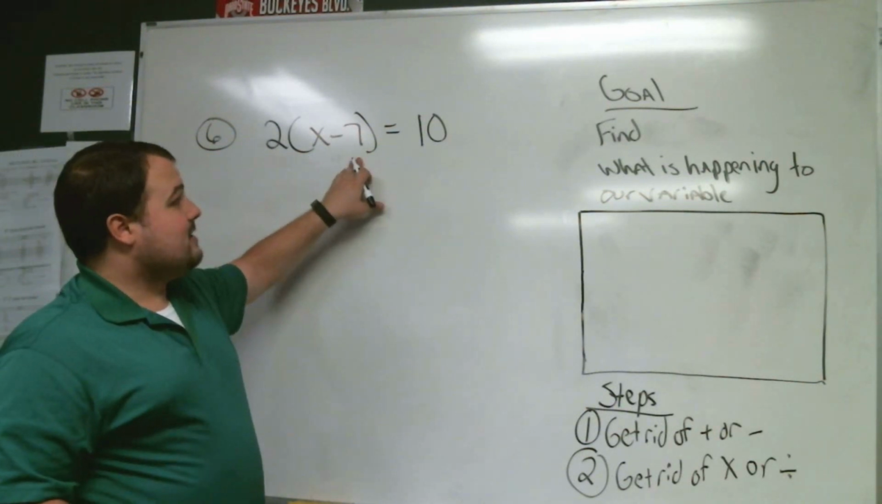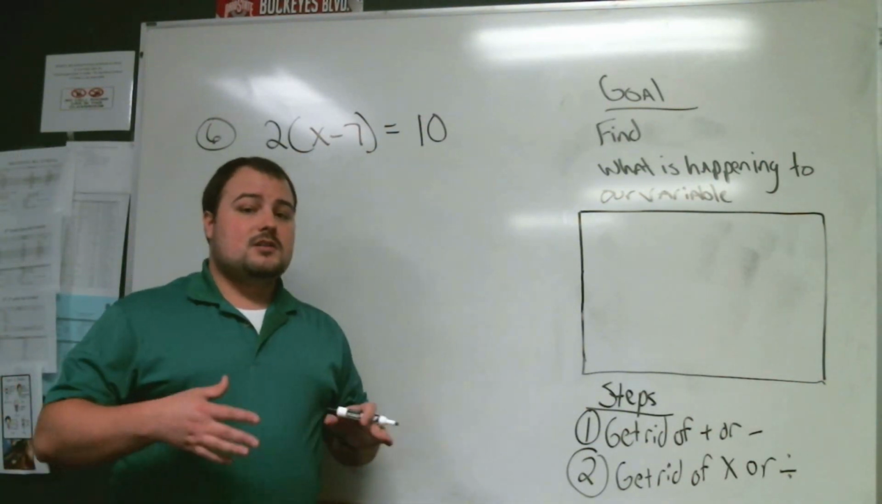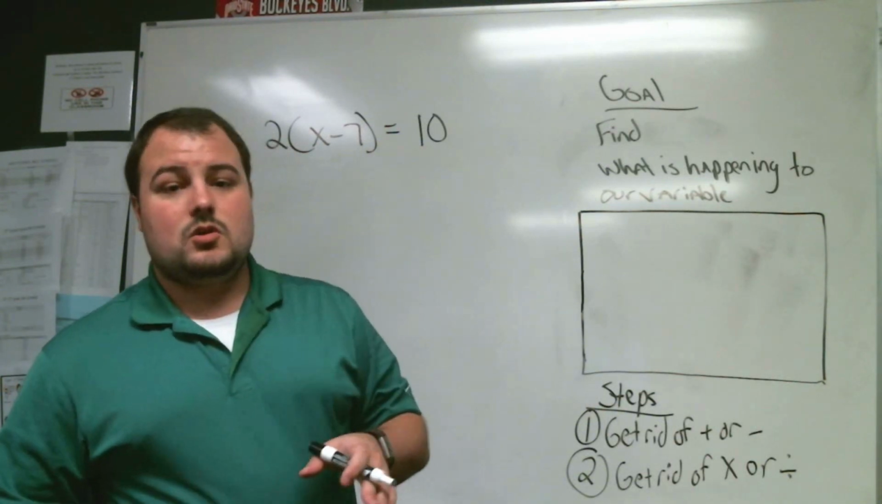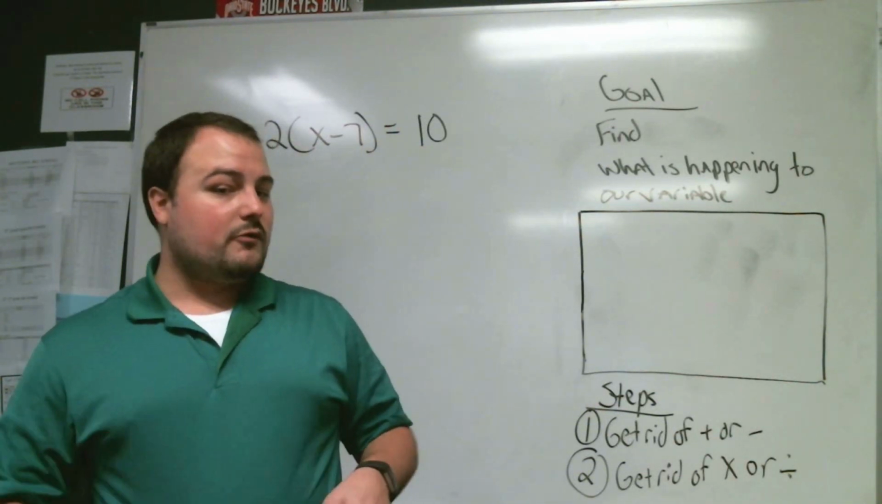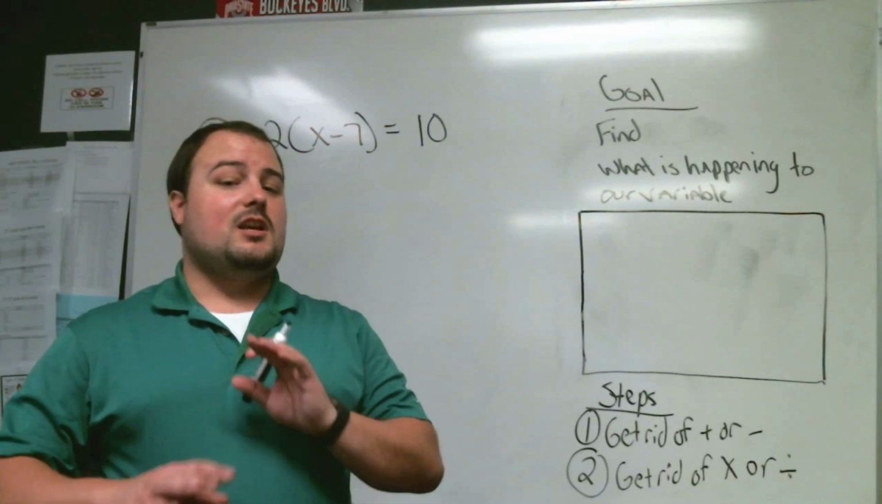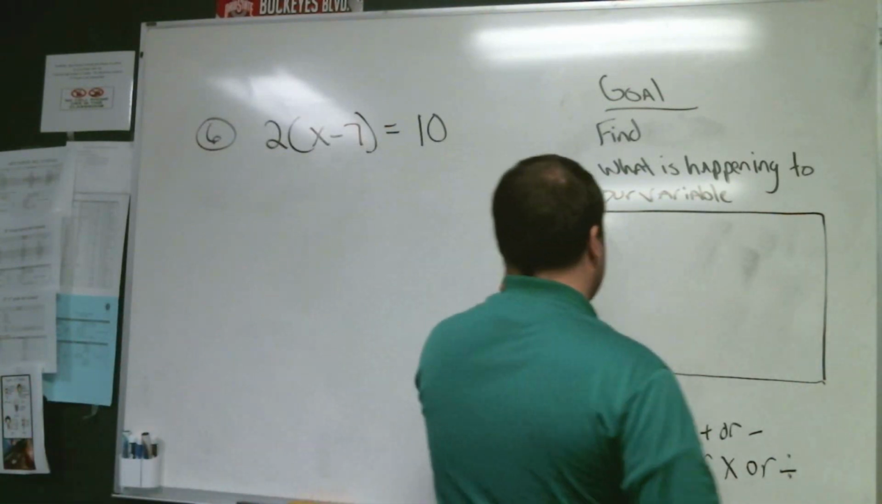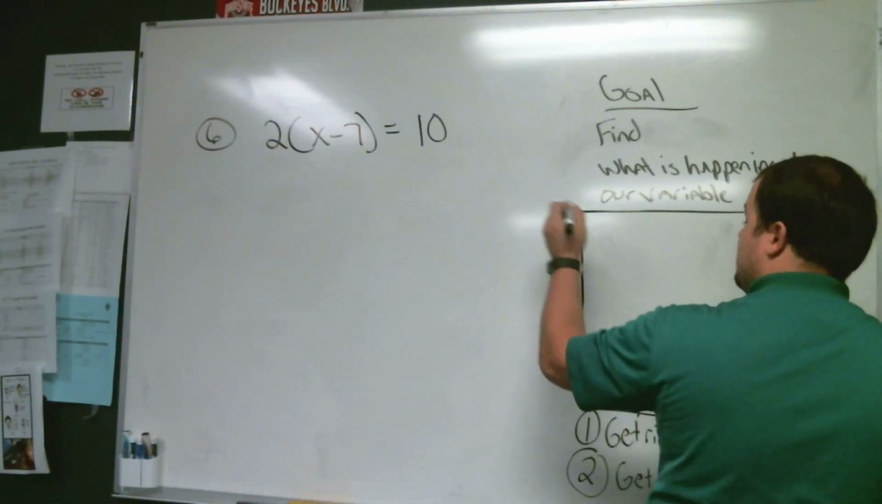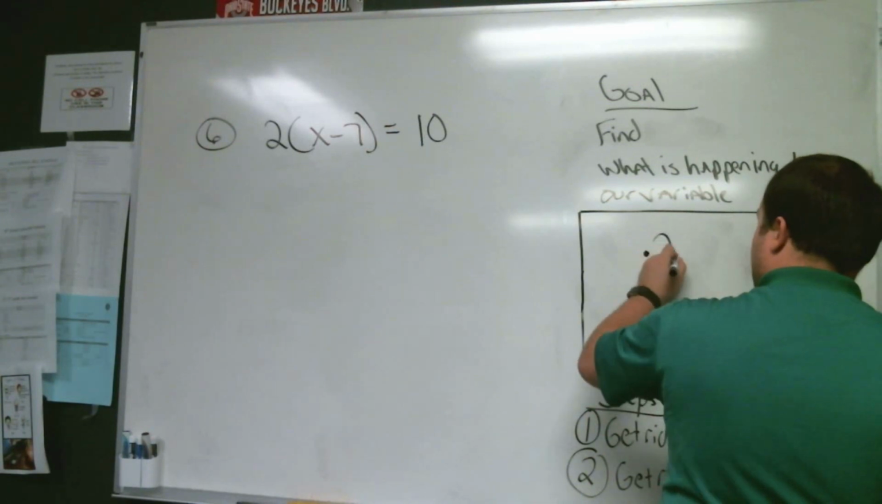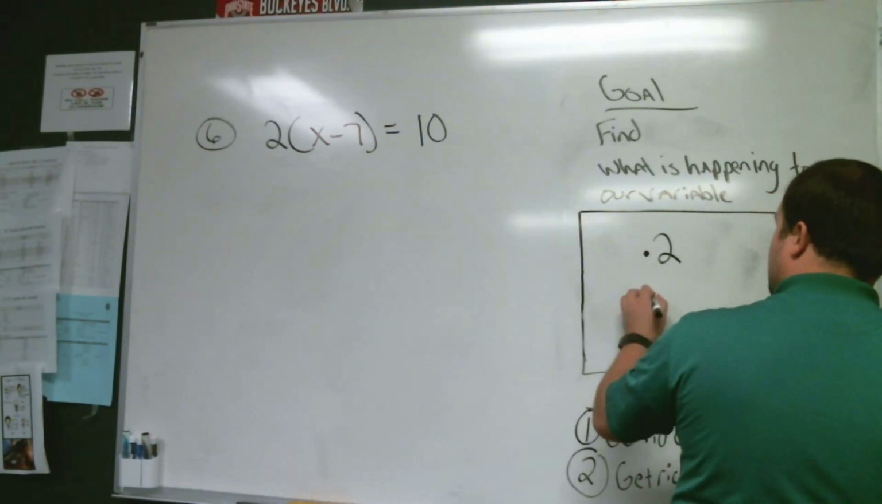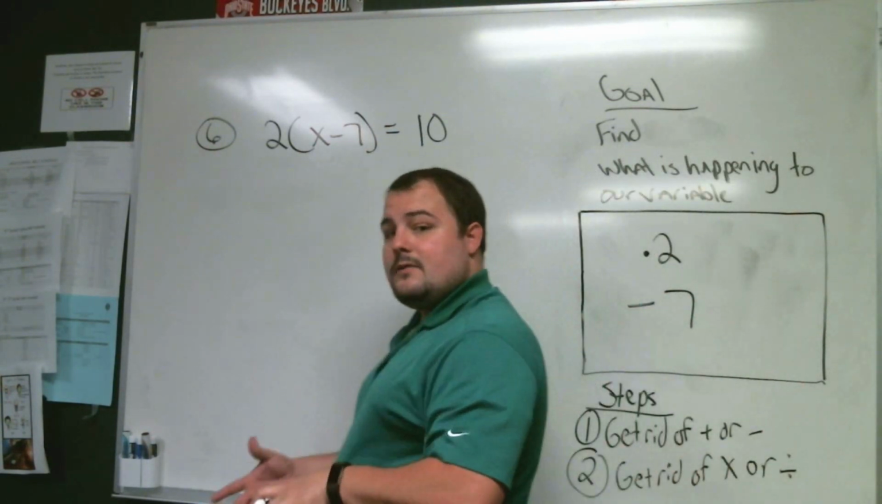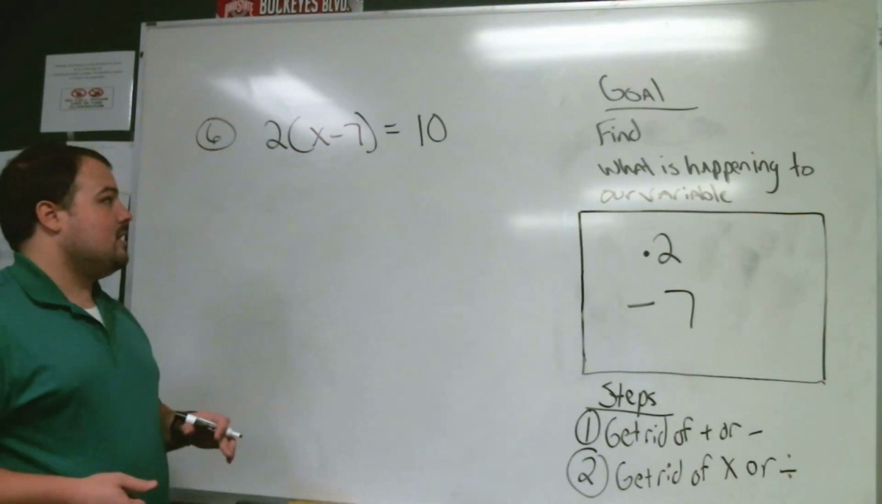Then we have minus 7 equals 10. So in this case, since that 2 is happening to everything, we want to get rid of that first. If it happens to everything, get rid of that first. So the first thing we're going to get rid of is that 2, and that 2 is multiplying. The next thing we're going to get rid of is that minus 7. And if we get rid of those two things, we'll have our answer.